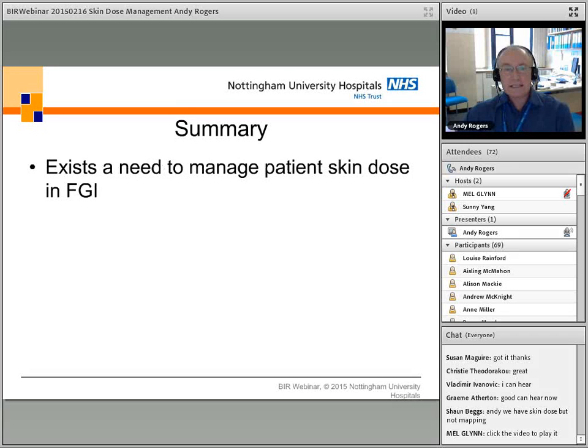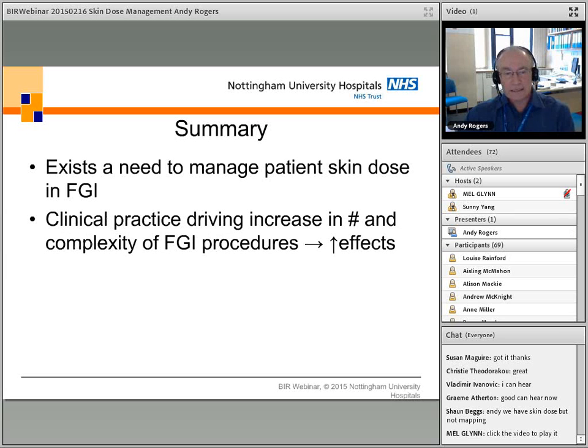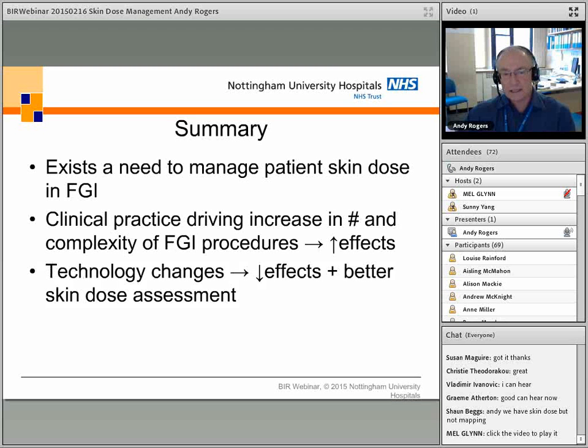So in terms of a summary, we need to manage patient skin dose. I don't think anyone's going to say that's not true. We're seeing more numbers, more complexity. We're not 100% sure what the newer procedures will lead to in terms of dose effects, but if it's more complex current procedures, that's going to be leading to an increase in dose. And the technology actually should be reducing the number of effects. And certainly we're getting better skin dose assessment where we might see an effect.